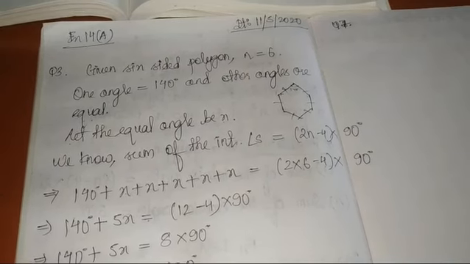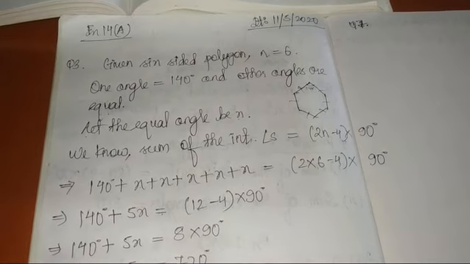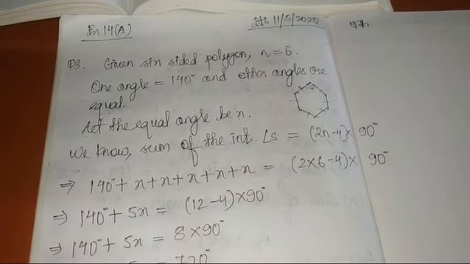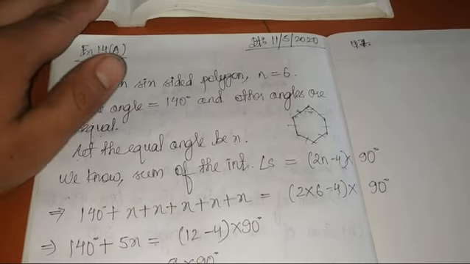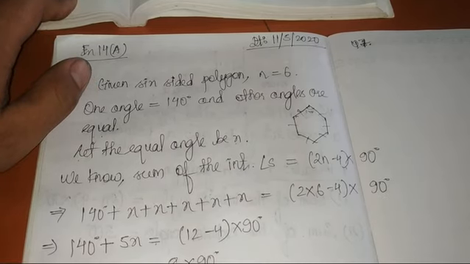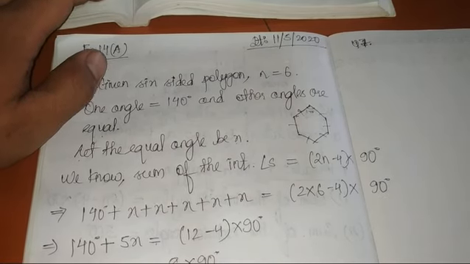Okay, dear students, in this video we will be continuing with exercise 14a. In the last video I did up to question number 2, and from here we're starting with question number 3. In question number 3, one angle of a six-sided polygon is 140 degrees.